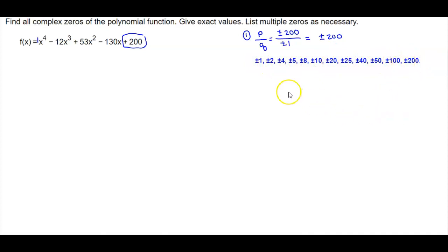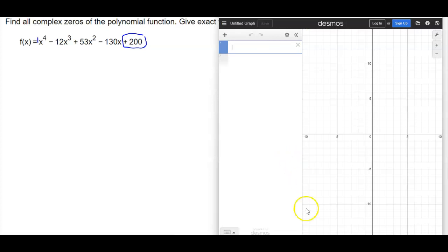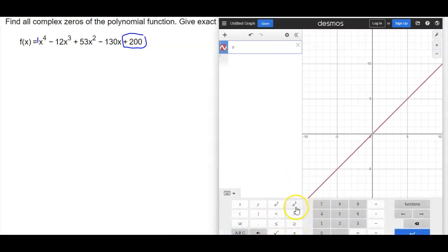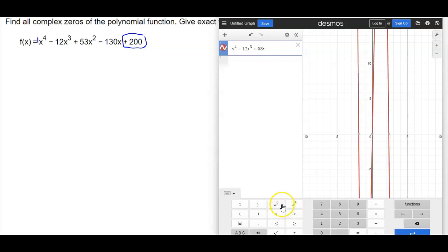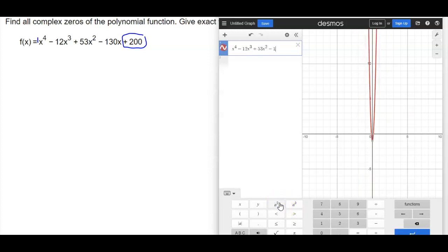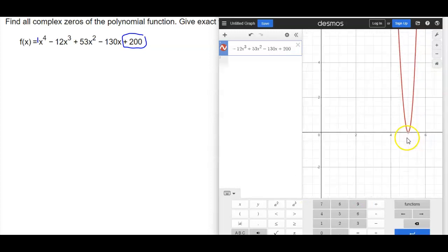Okay, so the next thing we want to do is determine what the zeros are. So let's look at how this would look on the graph. Let's graph this on Desmos. So we have x to the fourth, minus 12x cubed, plus 53x squared, minus 130x, and then plus 200.